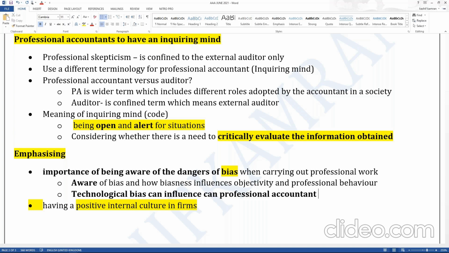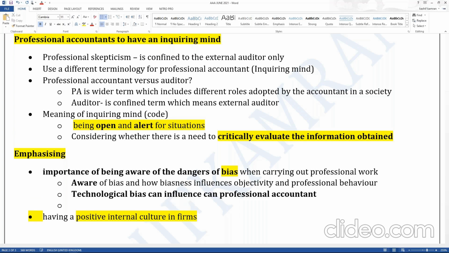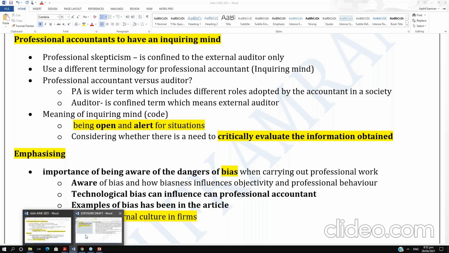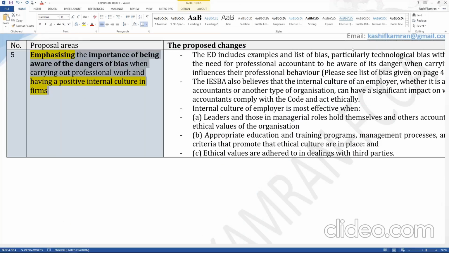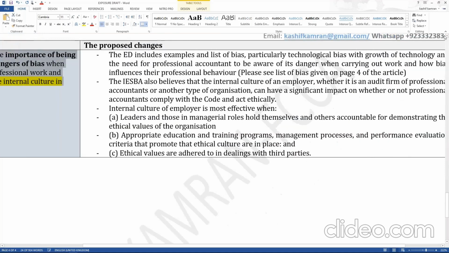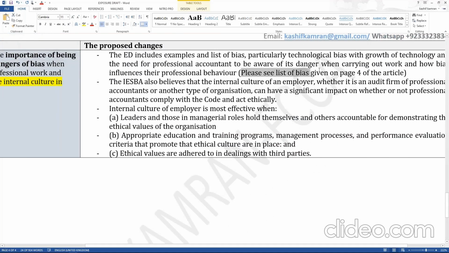So as a professional accountant, you should be aware of the danger of bias. Now, in the article, examples of bias have been given, and you should read that as a student, right? Let me show you the page number. I put that in my summary, I think, as well. Please see the list of bias given on page 4 of the article.